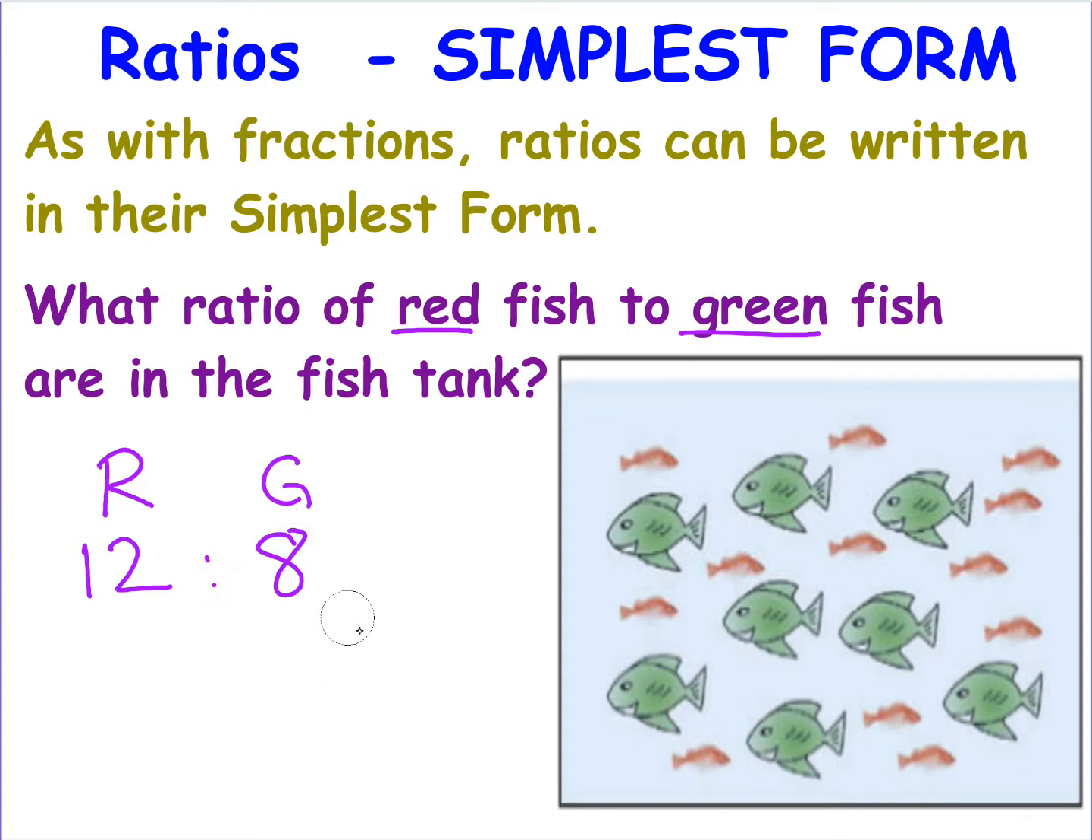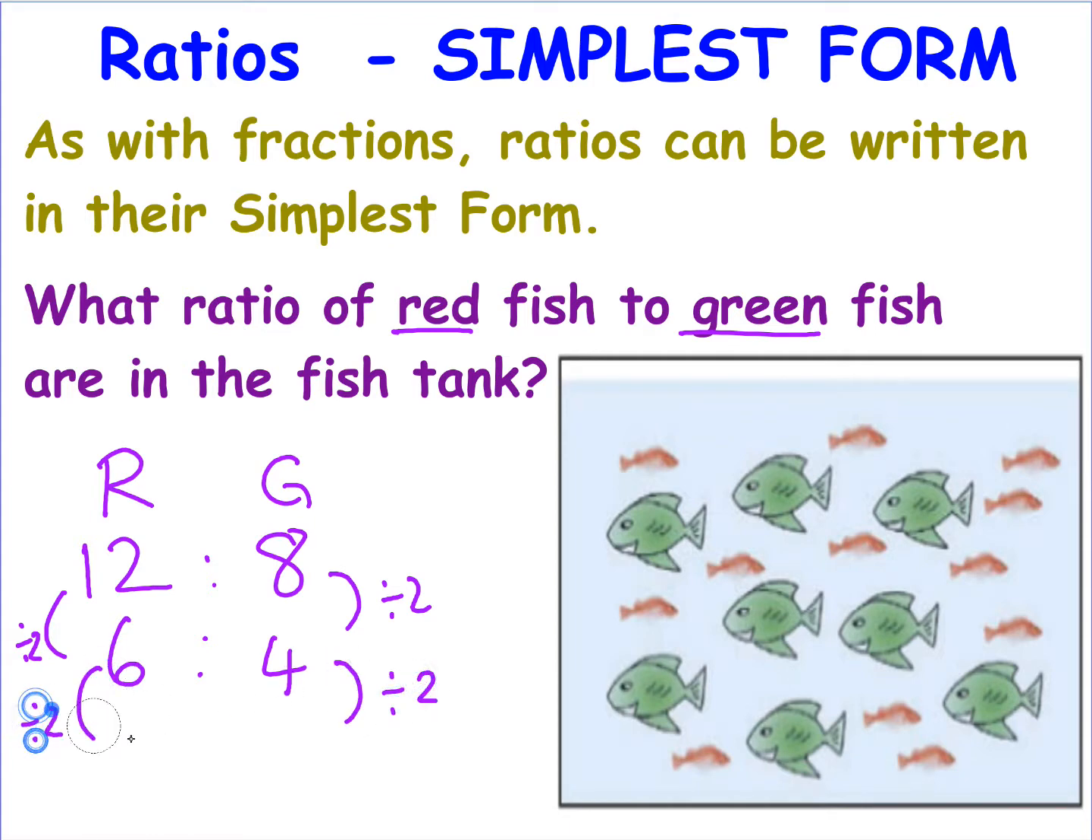Now, sometimes, very occasionally, you'll get a question that asks you to simplify a ratio. So all you need to do, like a fraction, is see what number divides into both of those. So I can see I can divide both sides by 2. So it becomes 6 to 4. And again, I can see I can divide both sides by 2. And I get 3 to 2. So the ratio of red fish to green fish in its simplest form is 3 to 2.